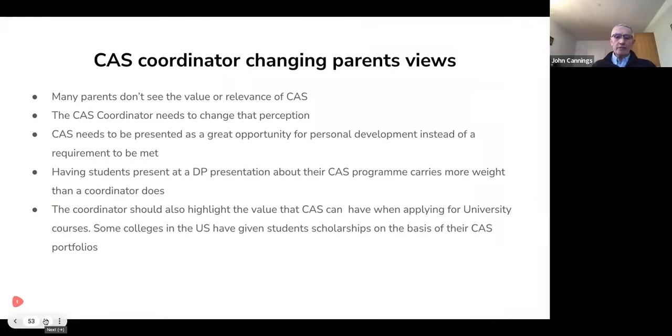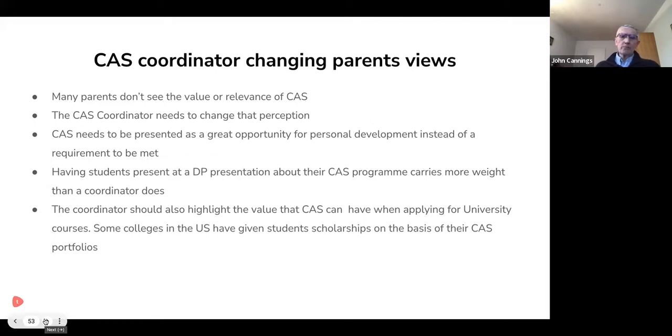And I think one of the very important things the coordinator needs to do is to change parents' views. Unfortunately, many parents don't see the value or relevance of CAS. They're focused very much on academic performance of their students. So the coordinator needs to change that perception. And CAS needs to be presented as a great opportunity for personal development instead of a requirement to be met. And again, having students involved in a debrief presentation about CAS carries more weight than often the coordinator does.